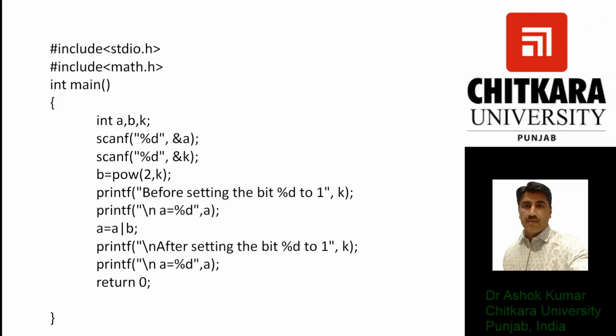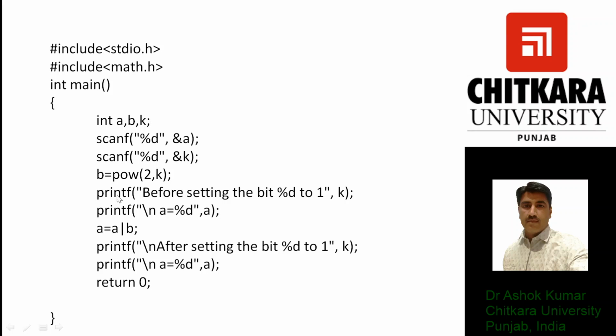In the next step we are finding 2 raised to power k using the power function. So you have to pass it two parameters. First is the base, that is 2, and the second is the exponent. So the power function will give us 2 raised to power k. So if the value of k is 4, you will get 16 as the output of this power function. We are assigning that number to the variable b.